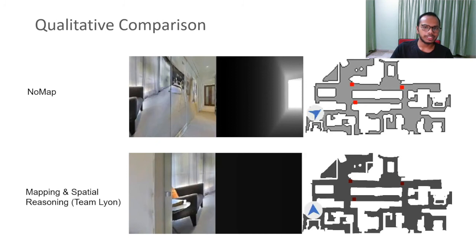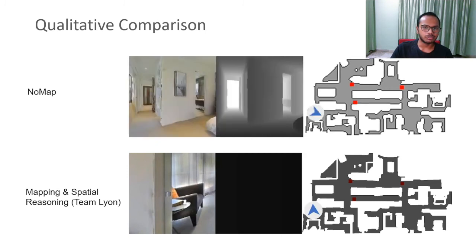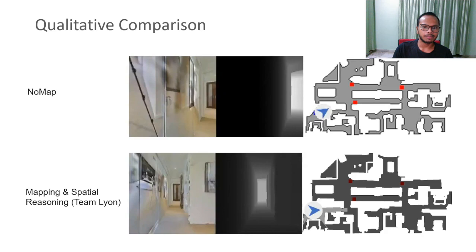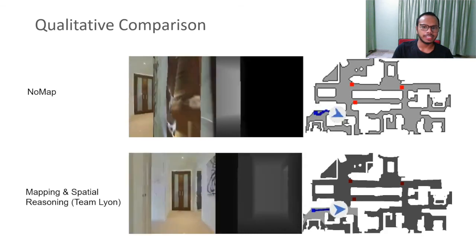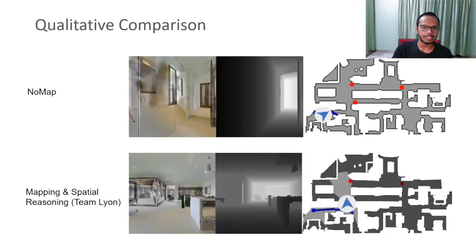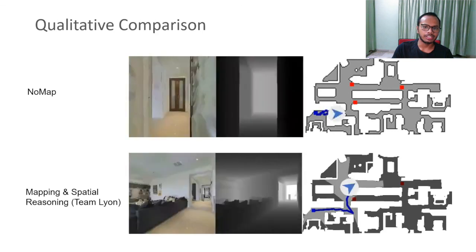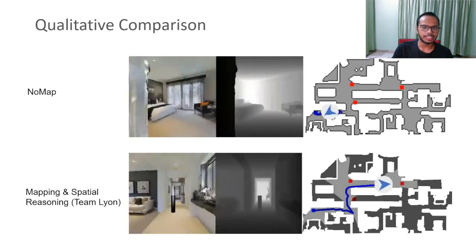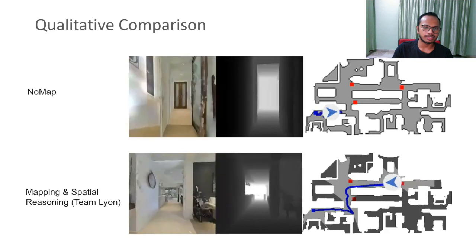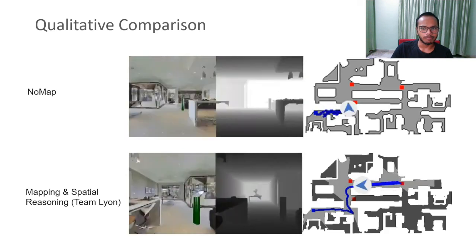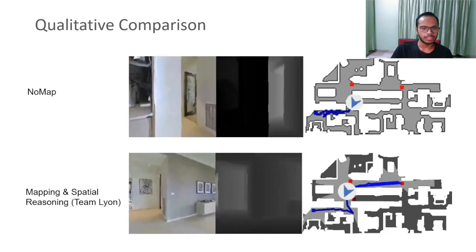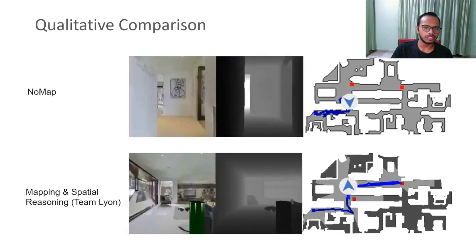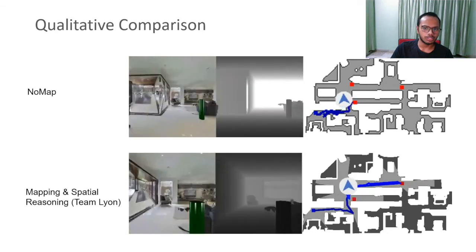When we make a qualitative comparison between the NoMap agent and the mapping and spatial reasoning agent, we observe that the latter is much better at efficiently exploring the environment. The NoMap agent inefficiently explores and eventually fails to find its goal object. Mapping and spatial reasoning agent, on the other hand, explores efficiently, looking from room to room until it finds its goal.